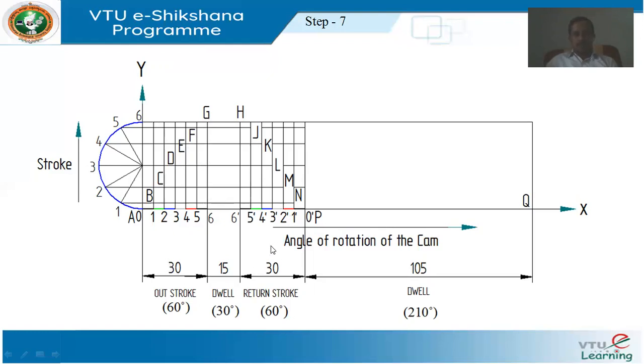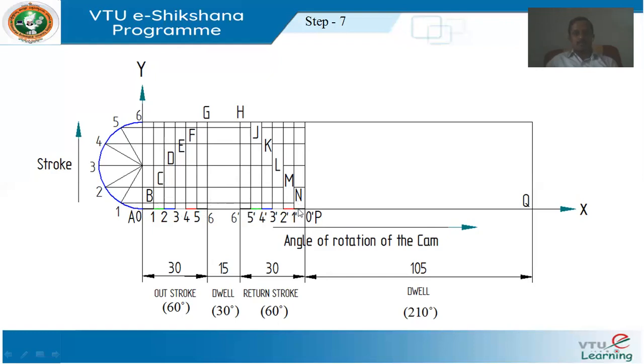Similarly, during return stroke, the 6th horizontal line and 6 dash vertical line intersect at H. The 5th horizontal line and 5 dash vertical line intersect here, that is J. The horizontal line from 4 and the vertical line from 4 dash intersect at K. Horizontal line from 3, vertical line from 3 dash intersect at L. Horizontal line from 2, vertical line from 2 dash intersect at M. Horizontal line from 1, vertical line from 1 dash intersect at N.